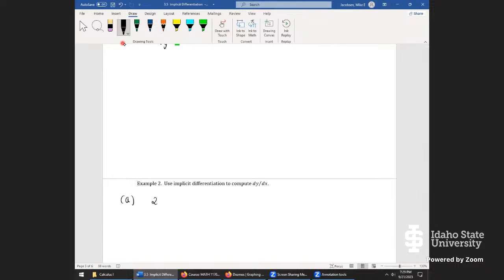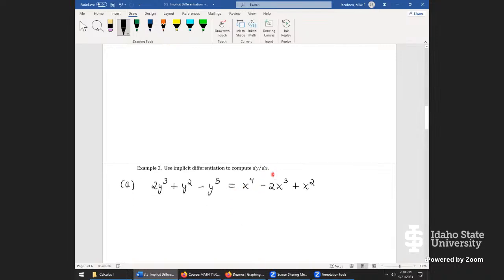For this one, let's put in 2y cubed plus y squared minus y to the power of 5. Kind of strange order of the exponents there, but it could be written any way they like. And on the right-hand side, it's x to the power 4 minus 2x cubed plus x squared. All we're doing here is calculating dy/dx, or y prime if you prefer. So we're not finding the slope, we're just getting a derivative this time.